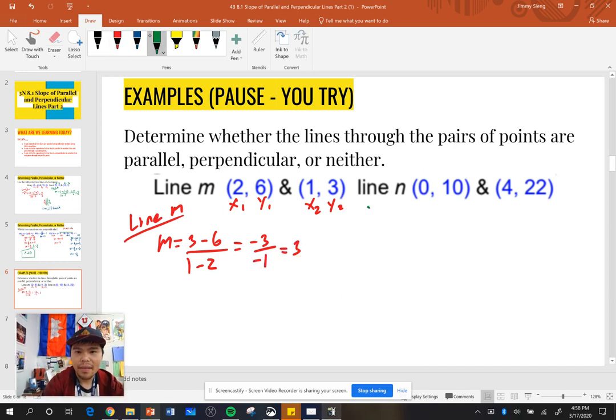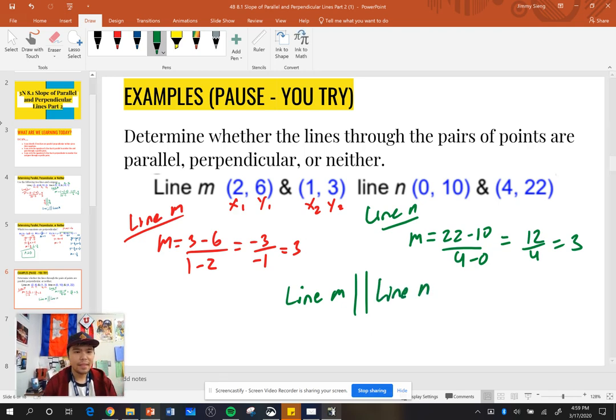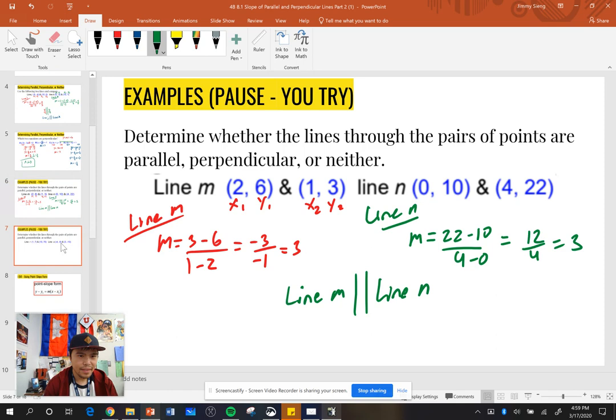Do the same thing there. Line N, slope is 22 minus 10 over 4 minus 0. Well, that's just going to be 12 over 4, which is also 3. Okay, so the slopes are the same, so therefore we can say line M is parallel to line N, okay? Y'all got this.